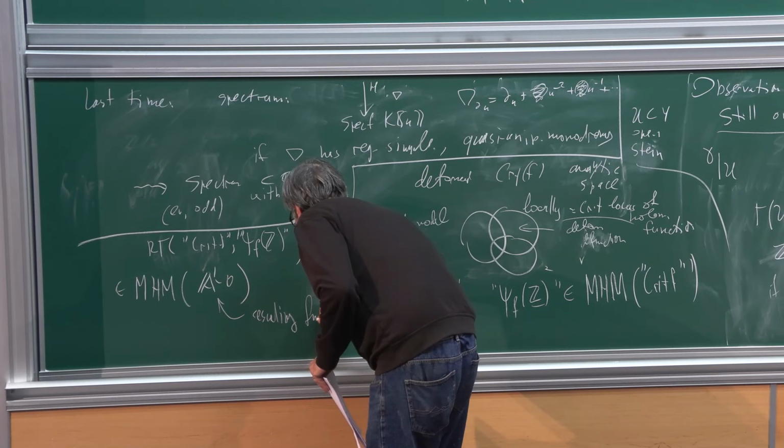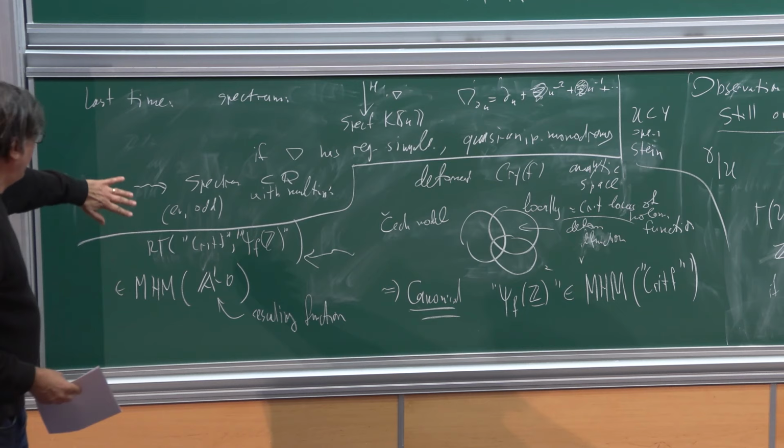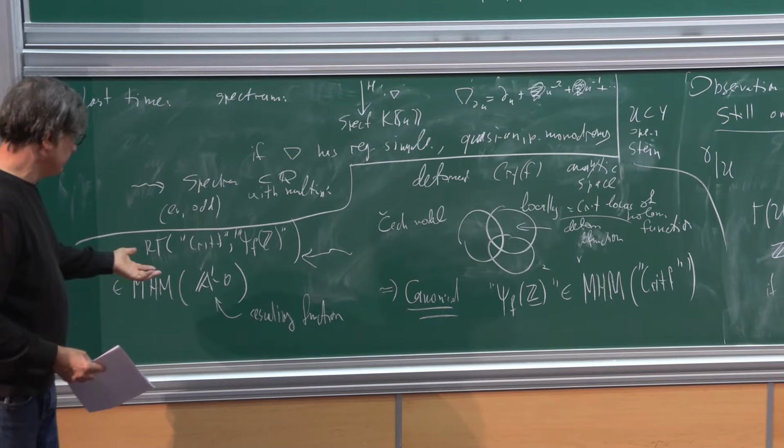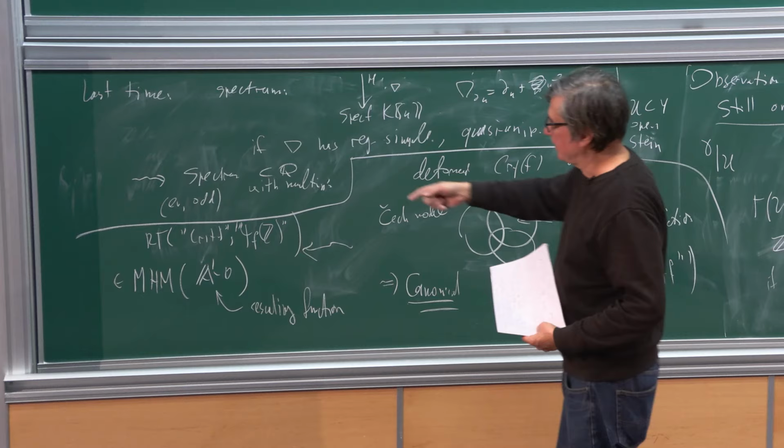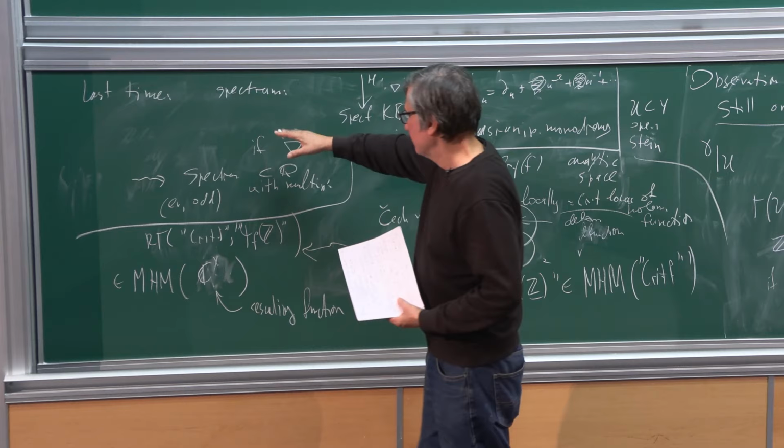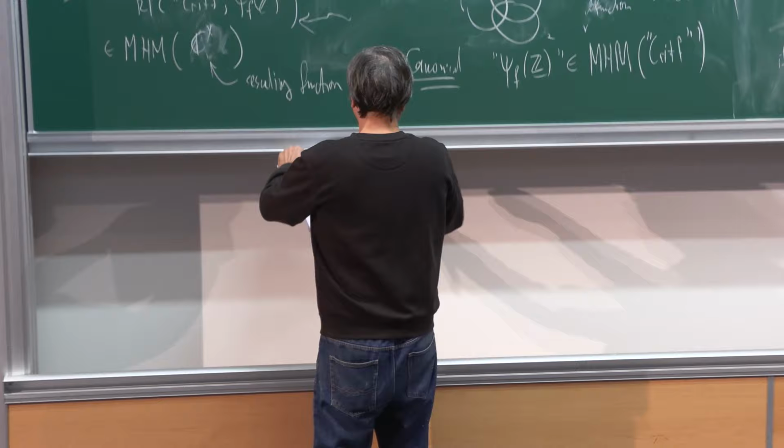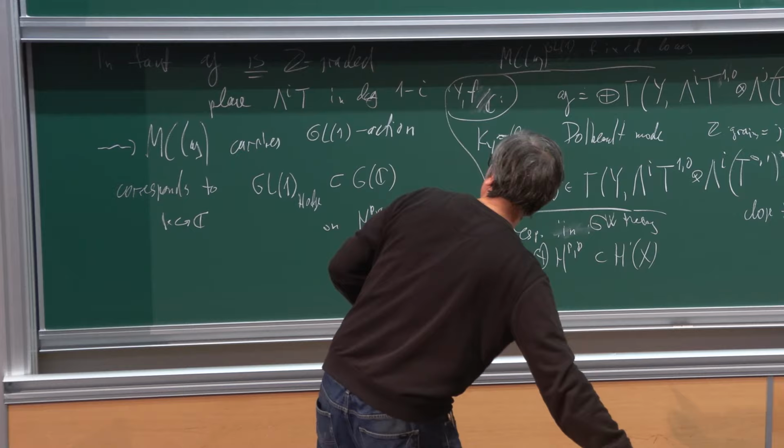Yeah, and now what I want to say is that you get this variation of mixed Hodge structures on C star, and you get a spectrum. You get these rational numbers, and how are they related? It is the following.